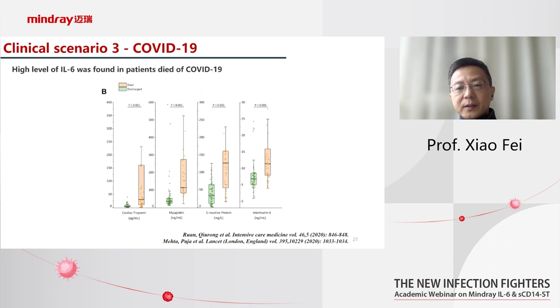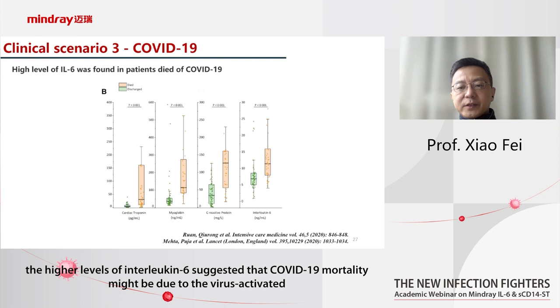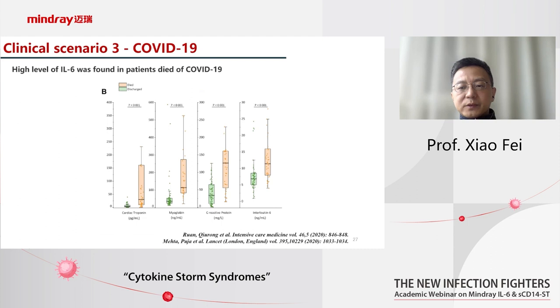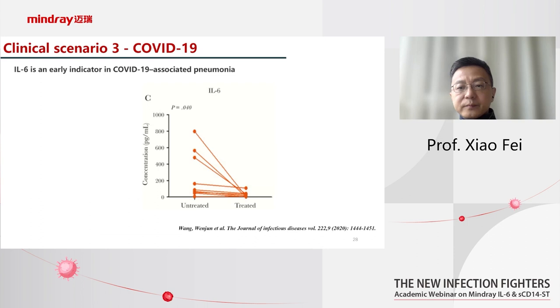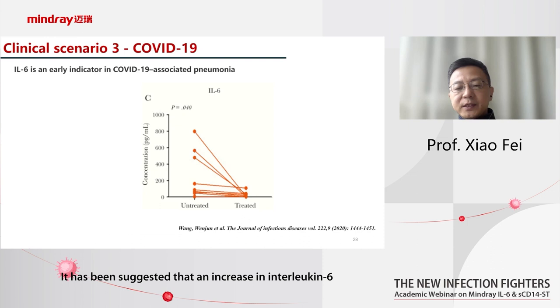In a retrospective multicenter study of deaths and discharged patients with a laboratory confirmed infection of SARS-CoV-2, patients who died of COVID-19 had higher levels of interleukin 6, suggesting that COVID-19 mortality might be due to the virus-activated cytokine storm syndromes. The patients with severe pneumonia showed an increase in interleukin 6, and the level of interleukin 6 was associated with the extent of pulmonary inflammation. It has been suggested that an increase of interleukin 6 is caused by severe pneumonia and the immune reaction in the lung.